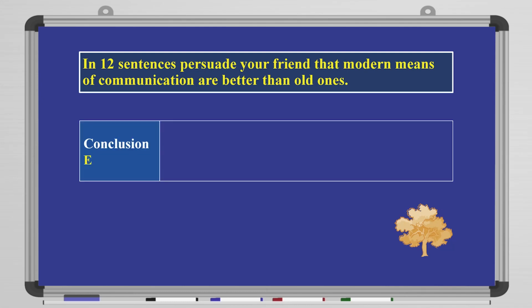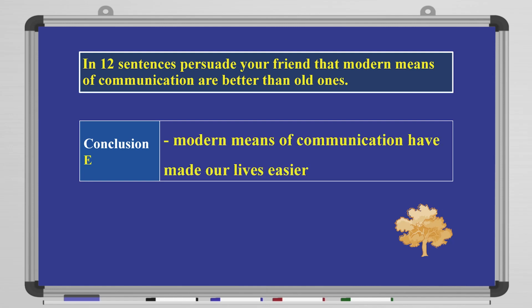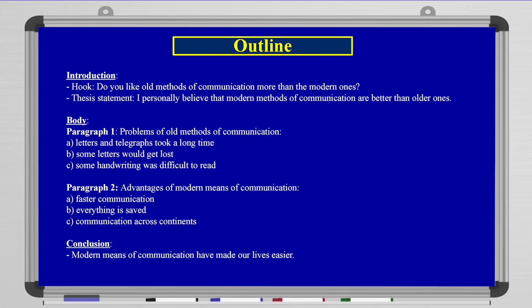In the conclusion, as we said, restating and summarizing. So I will say modern means of communication have made our lives easier. You see how simple and clear the outline is? This is how your outline should look like.